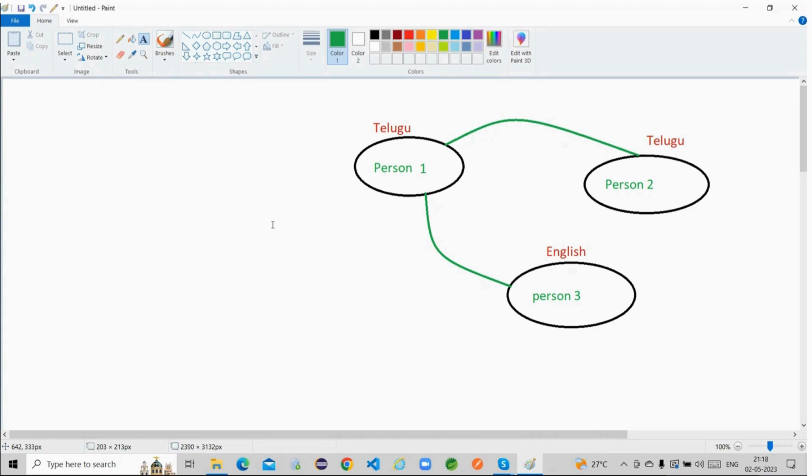Again, after that, this third person wants to say something. It is in English. This first person is not able to understand this English language. Then, if you want to establish communication between person and person, how is it possible, guys? Same language. Is the same language required or not? First, leave it for now.